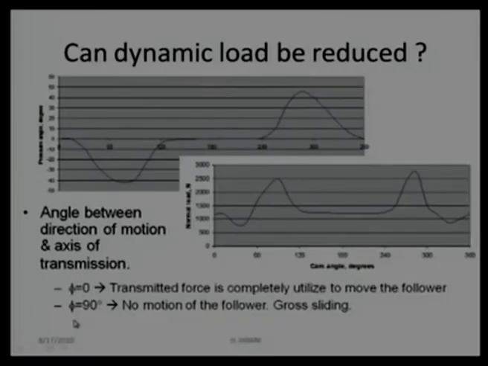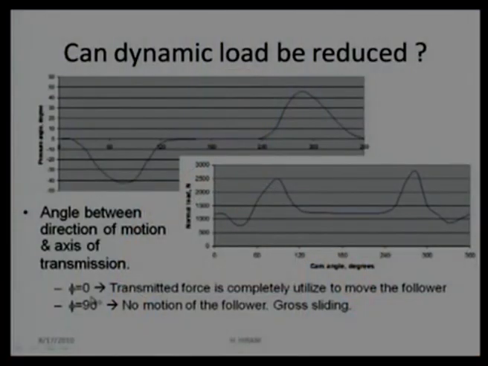However, if phi is equal to 90 degree, you are applying a force, but the object is not moving at all. That means 100% of the force is misused, or we say that it is not utilized at all. It is inducing stresses, but it is not giving any other useful function to us. So, we should avoid phi of 90 degree, we should always encourage phi of 0.